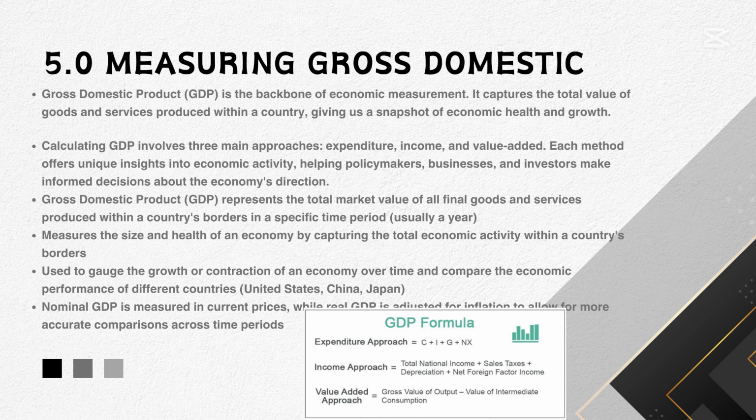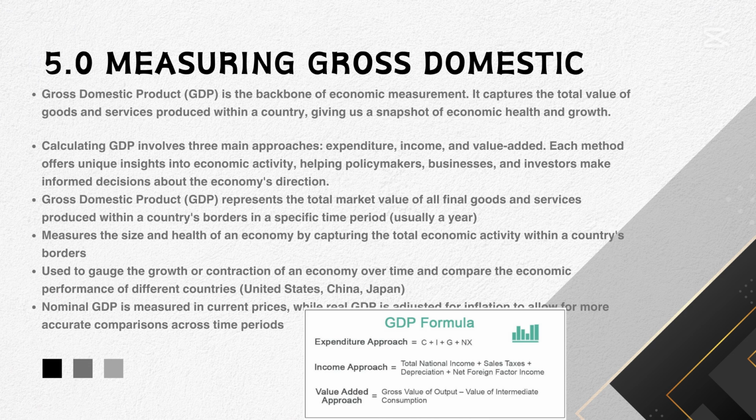And number two, it lets us compare economies. For example, we can look at the GDP to compare the size of the US economy to China's or Japan's, and it helps with big decisions. Governments use the GDP to decide things like tax, spending, or interest rates. Businesses and investors use it to plan their strategies or decide where to put their money.